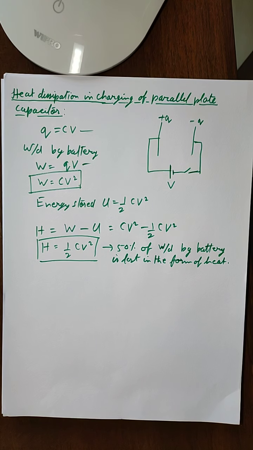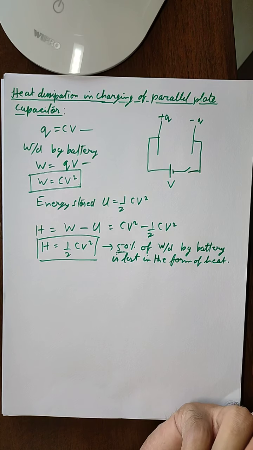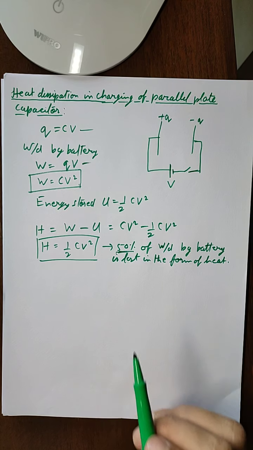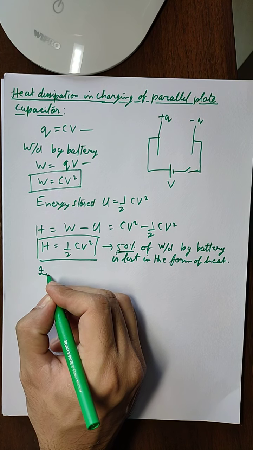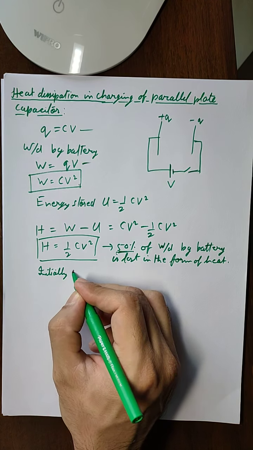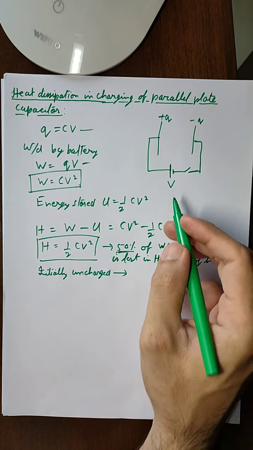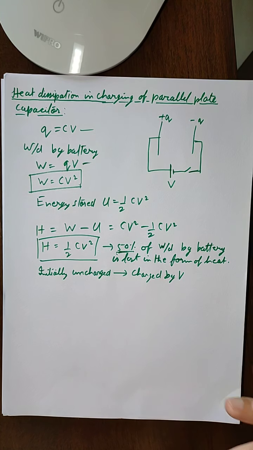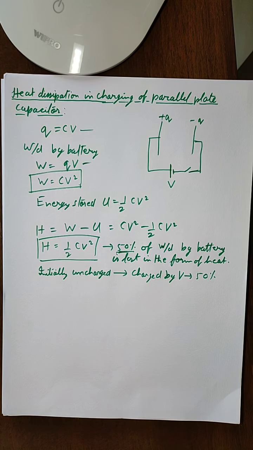heat. Now the next question that comes to mind is, is it 50% all the time? The answer is no, actually. The 50% rule is valid only for the case when the capacitor that was given to us was initially uncharged. So if a capacitor was initially uncharged and it is charged by a battery of potential difference V, only then there will be 50% loss of heat.